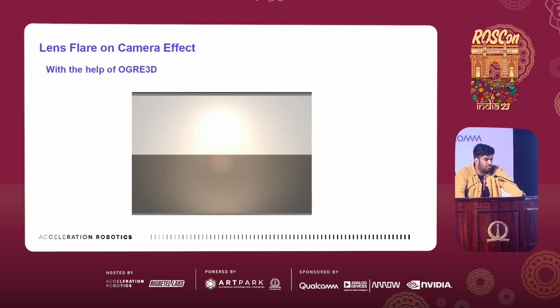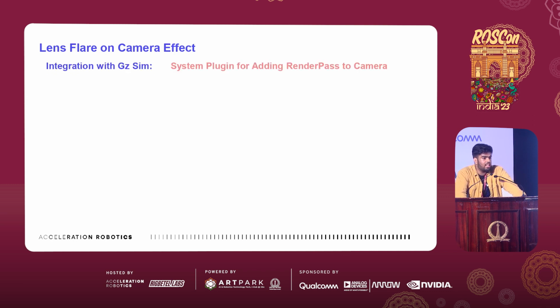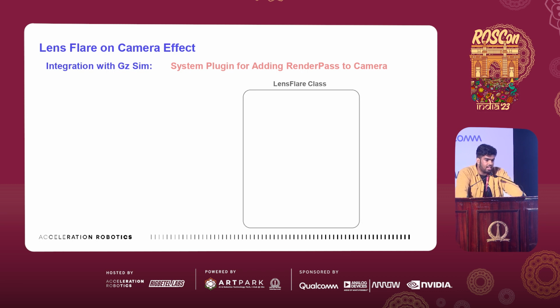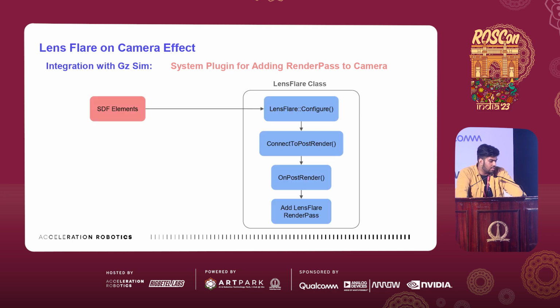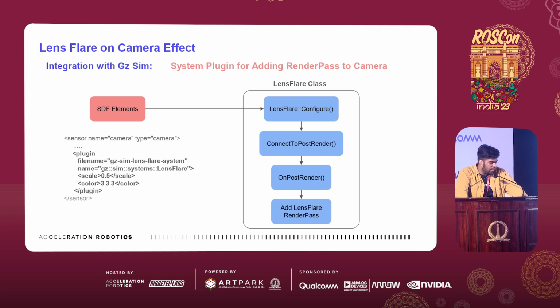But to get that in simulation, Gazebo offers a very modular architecture called render pass. Render pass is really useful for integrating these kinds of effects, and we can directly take the image from GZ, add these effects and send it back without any computational loss. So we add the lens flare class and add render pass to it so that SDF elements can directly use it. And once we code it up, we can create something like this.